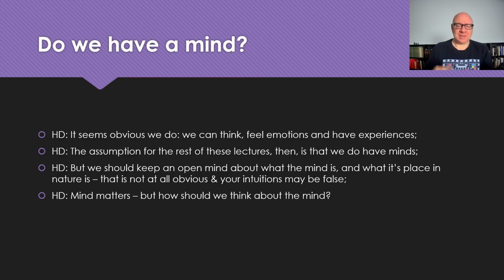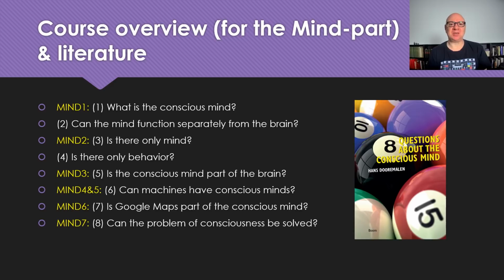So we're going to think about the mind. The mind matters, but how should we think about the mind? In the mind part of this course, I'll present you with a historical overview, and the book Eight Questions About the Conscious Mind also is a historical overview. So there are 8 questions, those are the numbers between brackets, and the yellow words Mind 1, Mind 2, etc. are the names of the first 7 lectures.